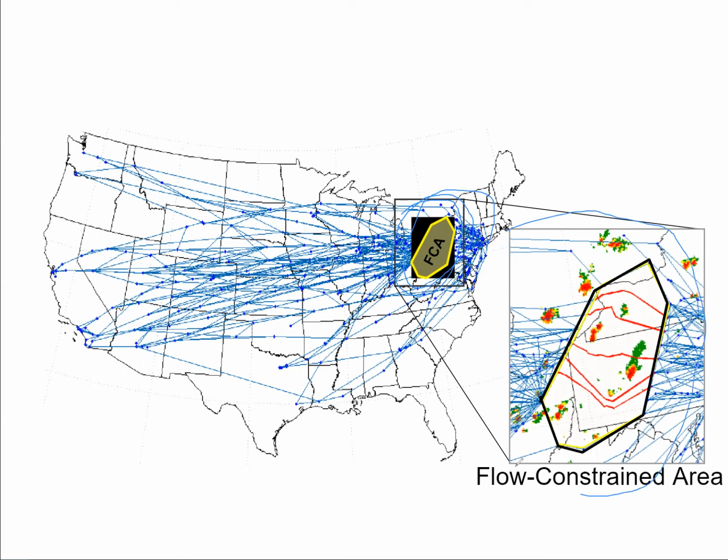Here is the zoom in on the area. There are some weather obstacles, and some flights have to go from left to right. And the air traffic managers want to know how much flow can you route from left to right in this area. So what is the capacity of this airspace?